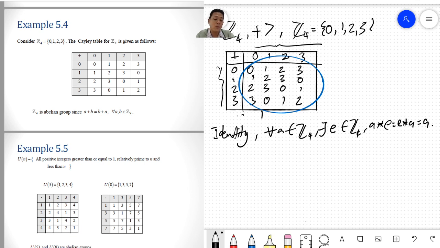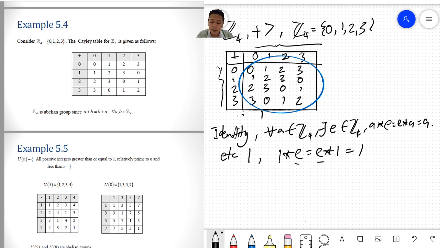So you take 1, for example. Is there an element E such that 1, E equals to E, 1, you get back 1? And it must not only be applicable for 1, it must also be applicable to 0, 2 and 3 as well. And for the existential kind of proving, you must mention what the E is here.